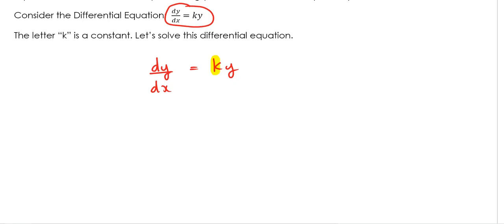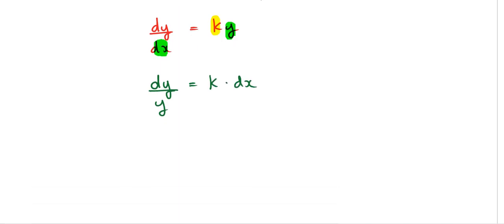Before we get into those word problems, let's consider one more differential equation. If I have dy by dx equals ky, where k is just a constant, like the number 2 or 5 or 10, how can we solve a differential equation like this? Well, we take the same approach. Here's a y, and here's the dx. Let's separate the variables. So this is dy all over y equals k times dx. I'm going to rewrite this as 1 over y times dy equals k times dx.